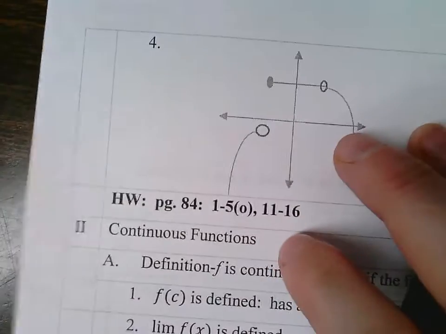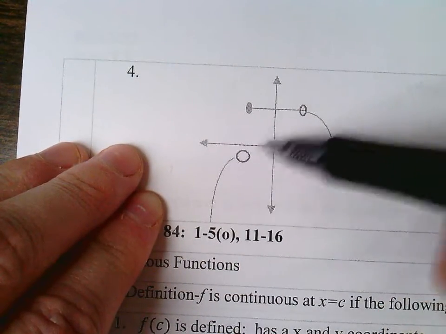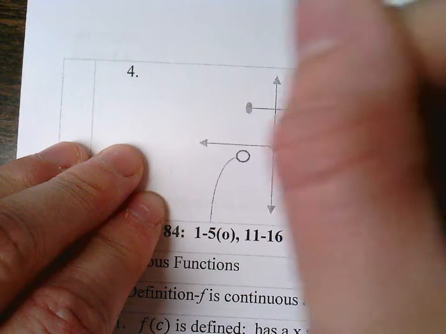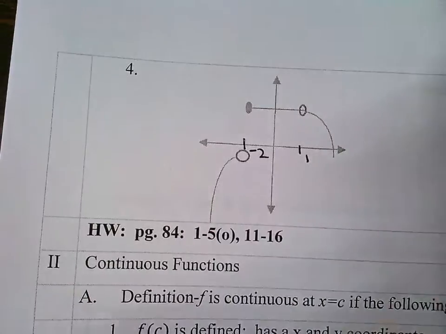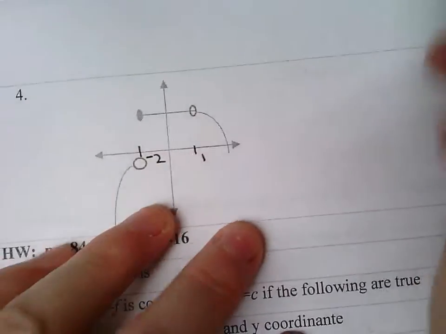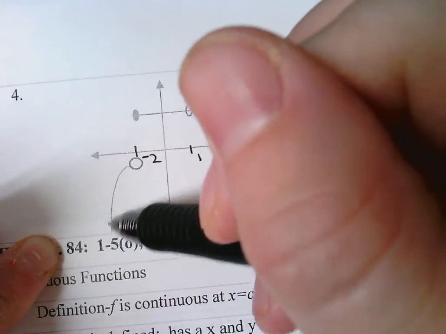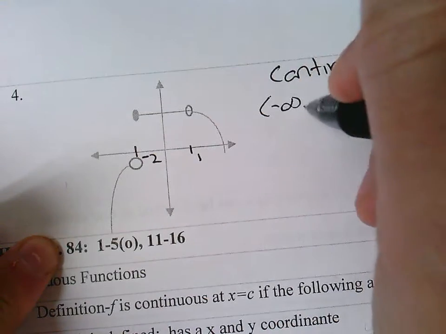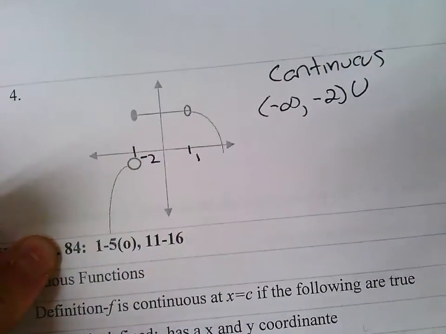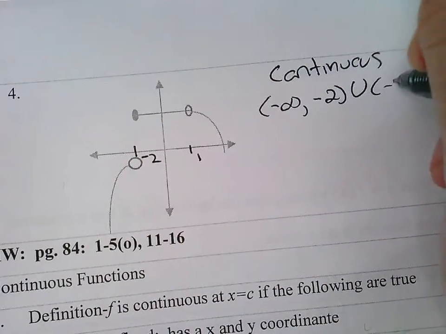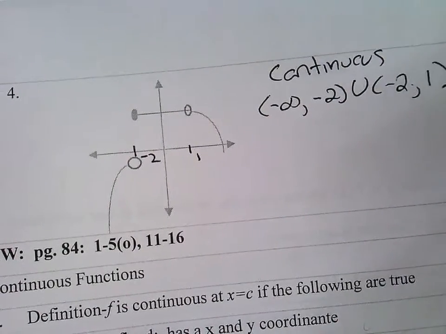Let's look at this example. So this would be example 5. We're looking at points of continuous function. Let's make this 1 and let's make this negative 2. Okay, so it's continuous from negative infinity to about negative 2, union negative 2 to 1, union 1 to infinity.